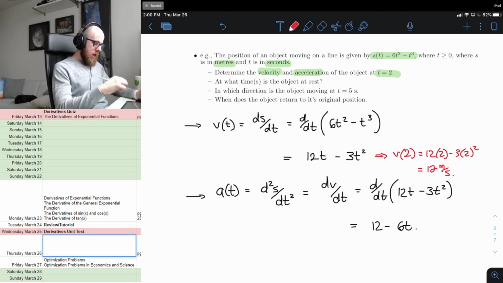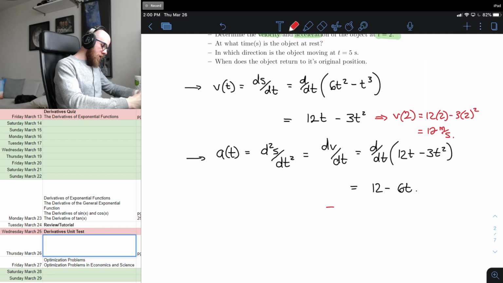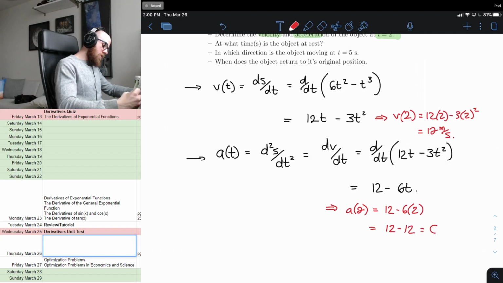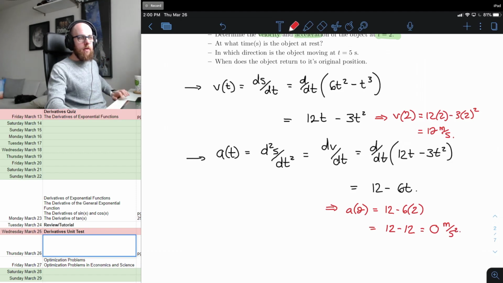Now I'm going to do the exact same thing for my acceleration function. So my acceleration function at t is equal to 2 is 12 minus 6 times 2. 12 minus 12 is 0. Now the units for acceleration are meters per second squared.